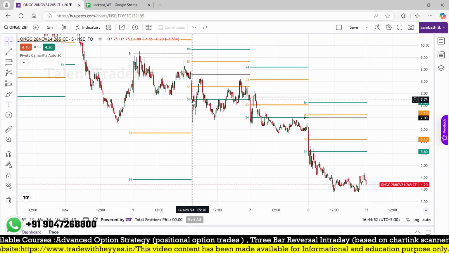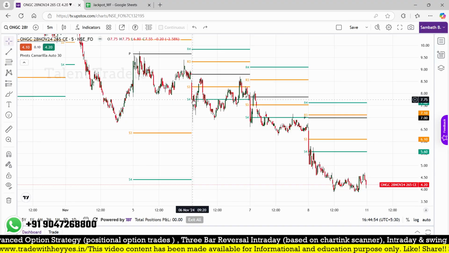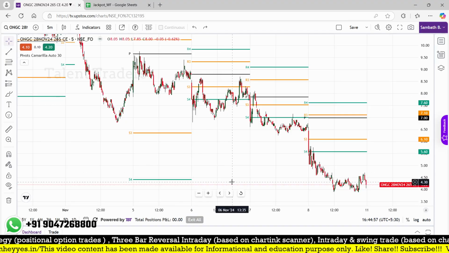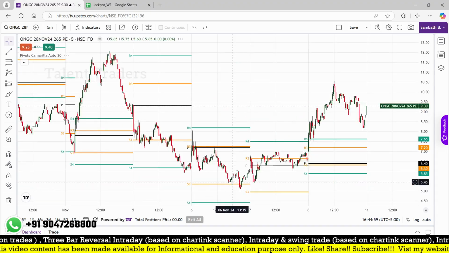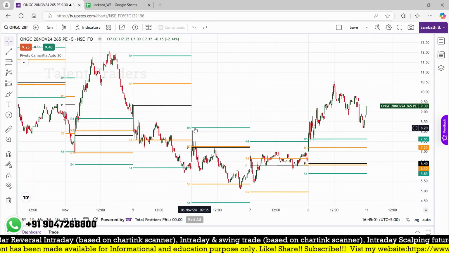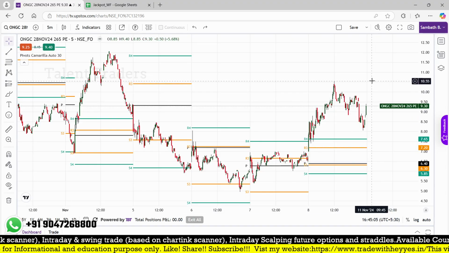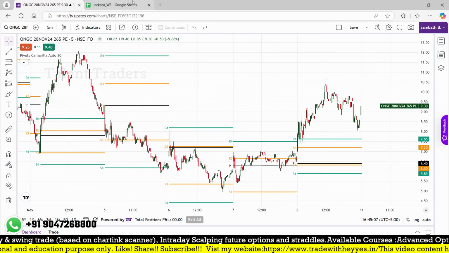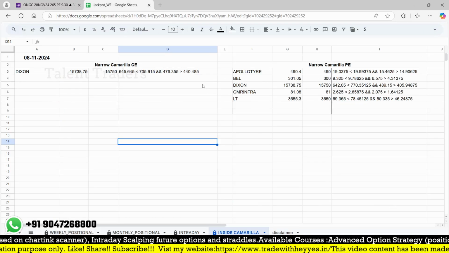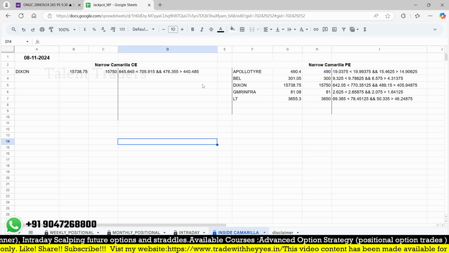Sorry, 6th November inside. The level is broken around 920, 7.75. At the same time, if you are checking the call option, it has not broken the R4, but if it triggers, then there is a 7.25, and now it went up to 10 plus. Okay, so like that you can utilize this inside candle.